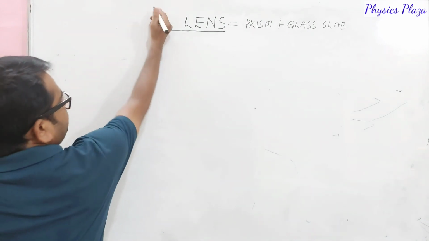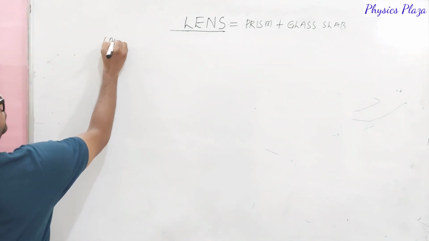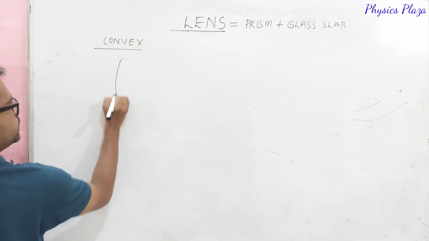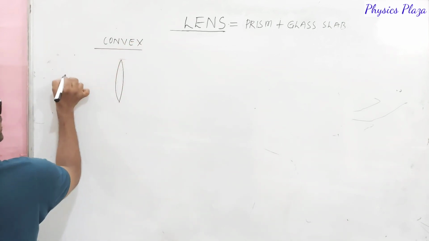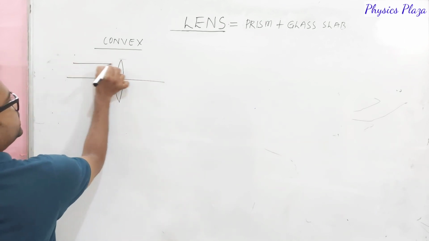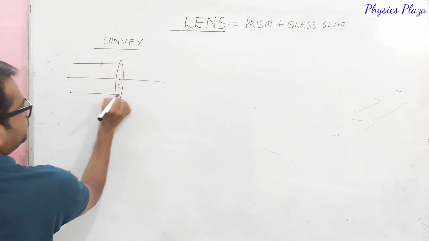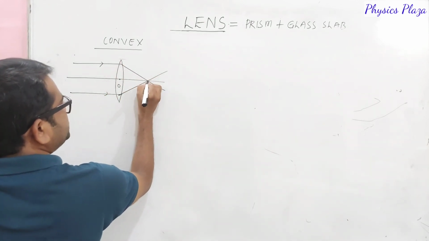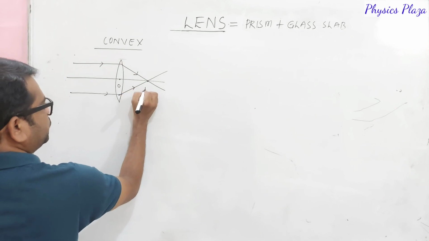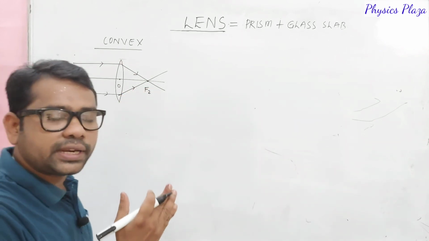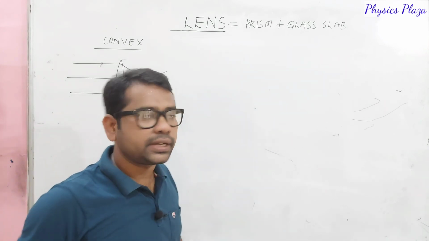Children, we know that, look here, for a convex lens, here is the convex lens and the principal axis. If any light rays are coming like this and are incident, then after refraction they will pass through the second focus. Children, from now onwards we can just call it the focus. For a convex lens, the focus always lies on the right side.